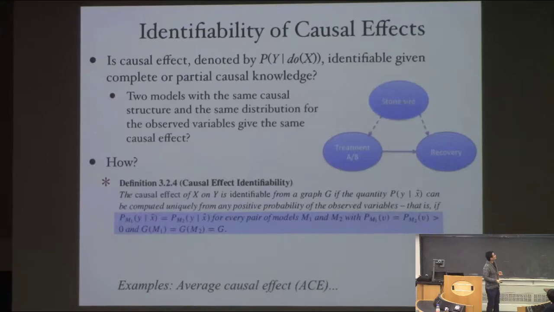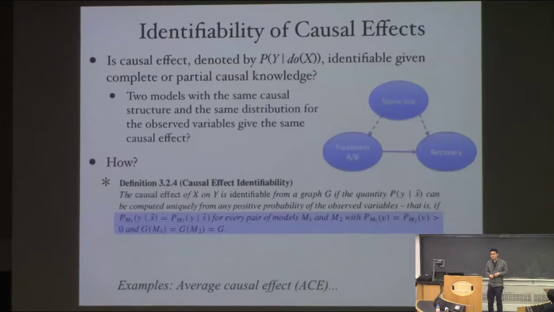Suppose we don't have a stone size. Suppose the causal picture is just this. Treatment causes recovery. We don't have a confounder or common cause here. And suppose you observe values for treatment and recovery. Do you think the causal effect of treatment on recovery is identifiable? Yes or no?